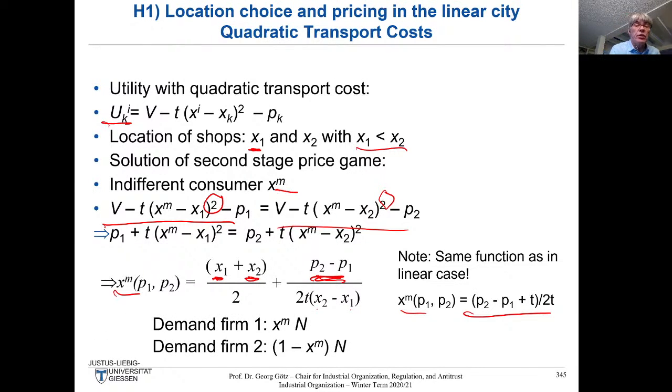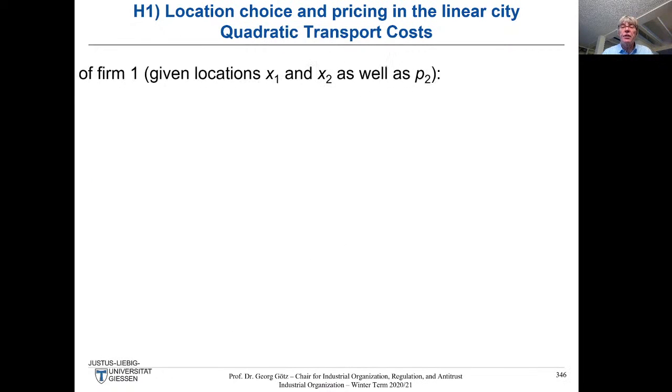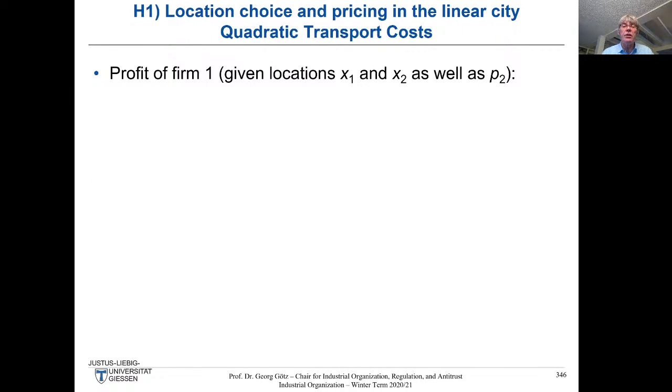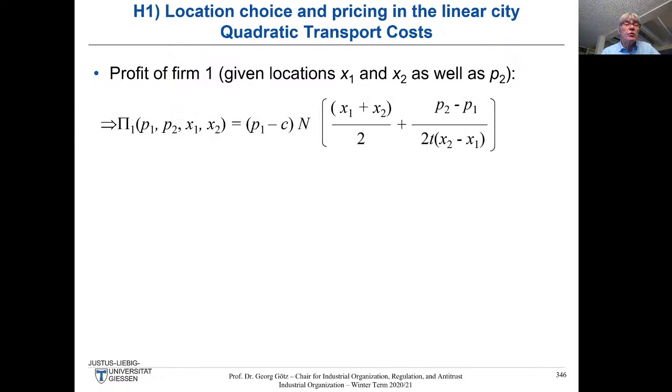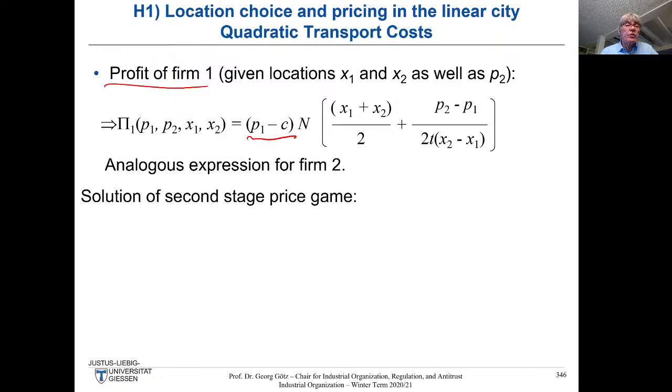And so directly we get the demand for firm 1 and for firm 2 just by multiplying these shares with the total number of consumers. Okay, should be clear. I think that's about what I wanted to say here. So now it's straightforward to derive the profit. Just again here, profit per unit times demand, and the same expression for firm 2 here.